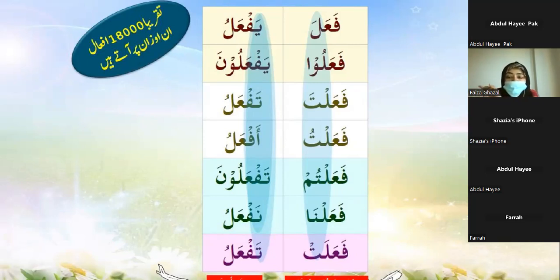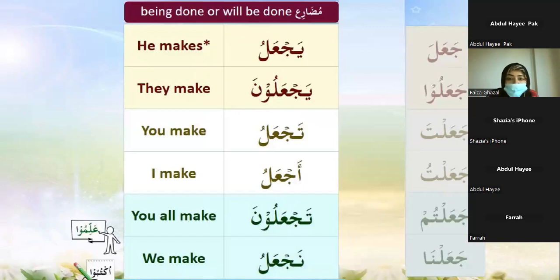For madi: fa'ala, fa'alu, fa'alta, fa'altu, fa'altum, fa'alna, fa'alat. So we will do the mudare like this: yaf'alu, yaf'aluna, taf'alu, af'alu, taf'aluna, naf'alu. The same goes for yaj'alu from ja'ala, the second verb which we read yesterday: yaj'alu, yaj'aluna, taj'alu, aj'alu, taj'aluna, naj'alu. Ja'ala means he makes or he will make.